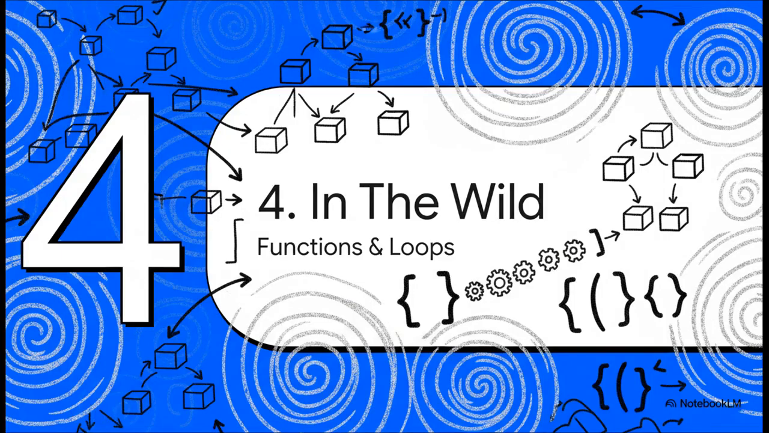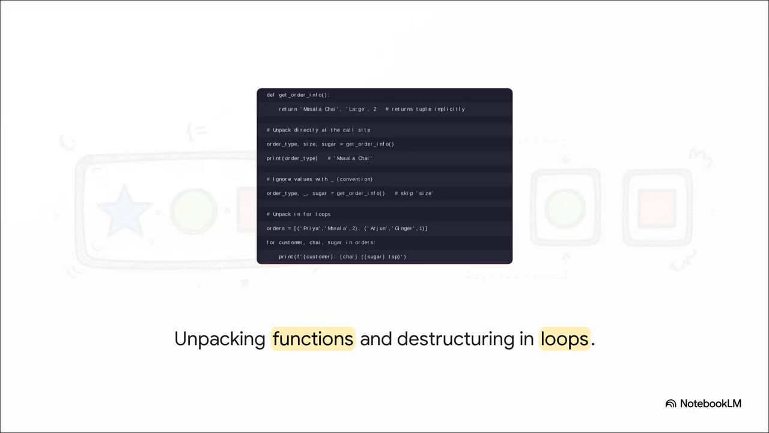Section 4. Unpacking in the wild. Let's see how this actually applies to your day-to-day code. This isn't just a neat party trick. You can unpack multiple return values directly at the function call site. See our get_order_info function? It implicitly returns a tuple of the tea type, size, and sugar amount.